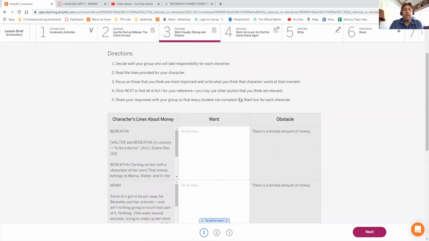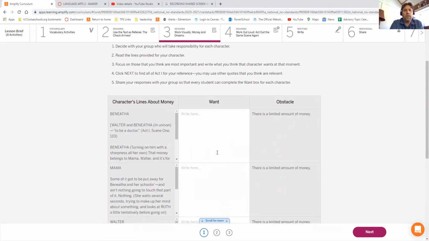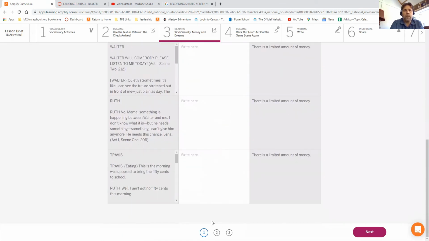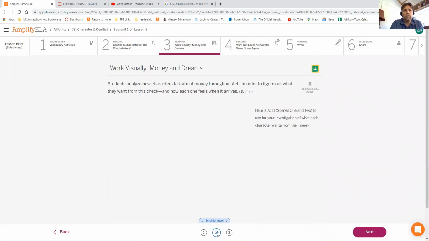So here's what we need to figure out, okay? These guys have their lines, the things that they say, the things that they want. So what you're to do is write in those little boxes here, what does Beneatha want? What does Mama want? What does Walter want? What does Ruth want? What does Travis want? Go to the second bit.